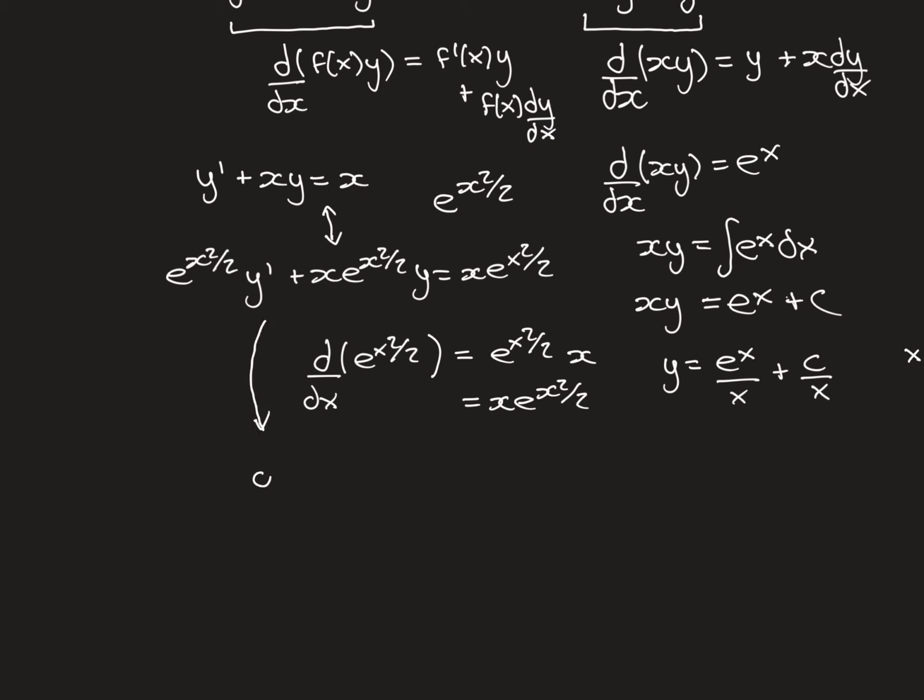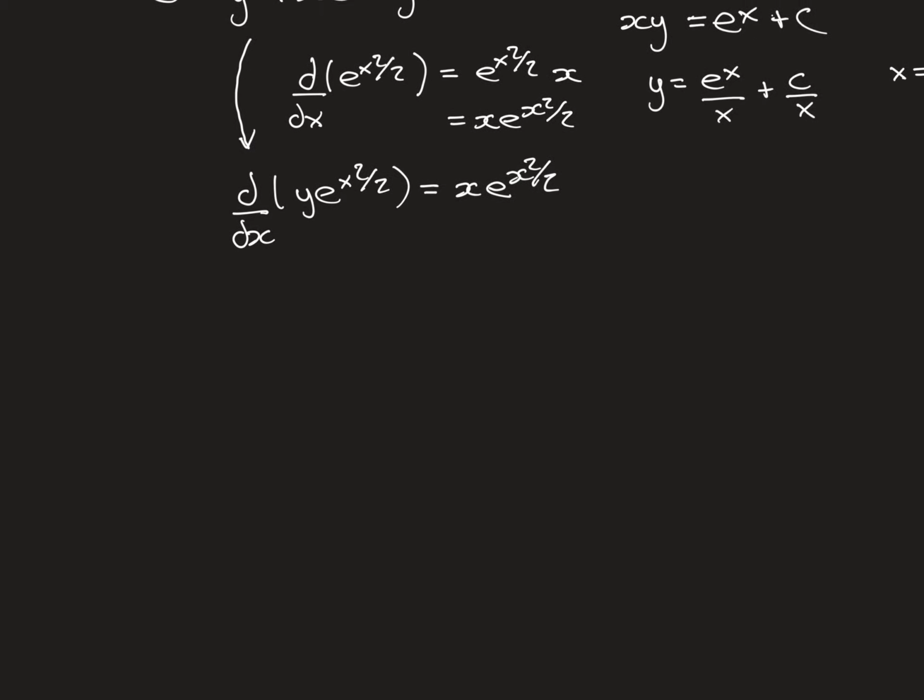So this is equal to the derivative of y times e to the x squared over 2. So if you do this by the product rule, you will get that. So we now can write our original differential equation as d dx of y e to the x squared over 2 is equal to x e to the x squared over 2. And we can then solve that by direct integration. So we'll get that y e to the x squared over 2 is equal to the integral of that. So integral of x e to the x squared over 2.